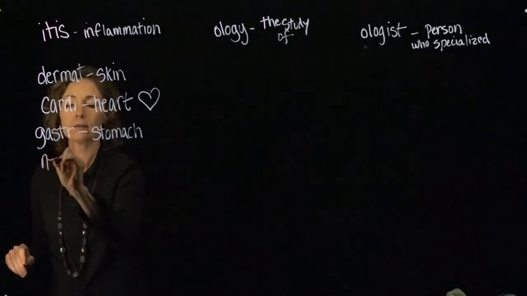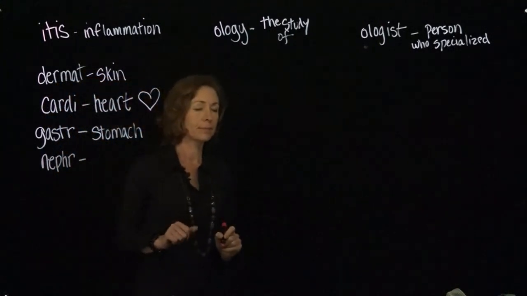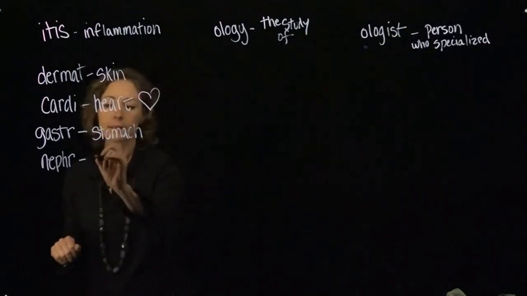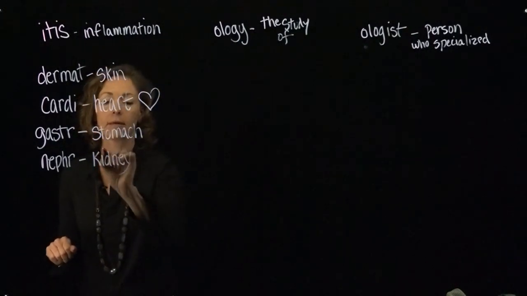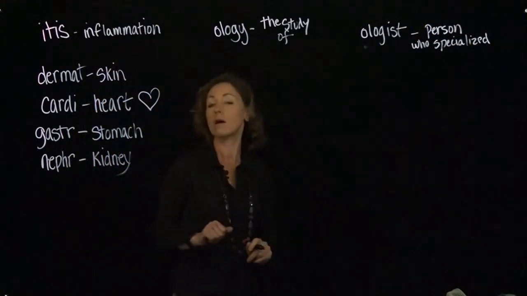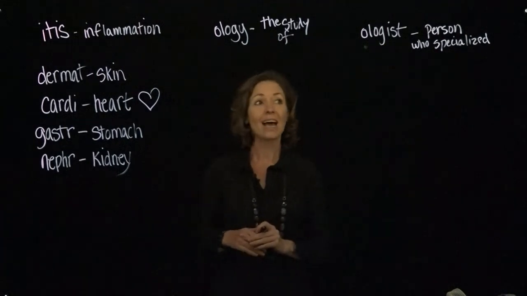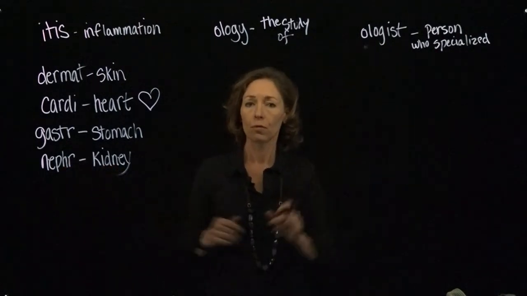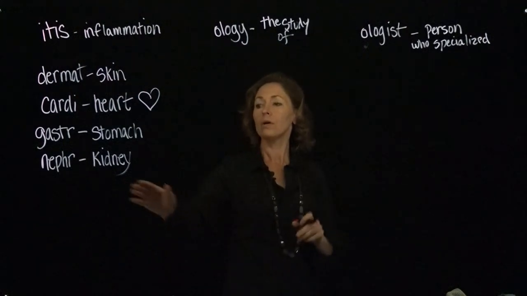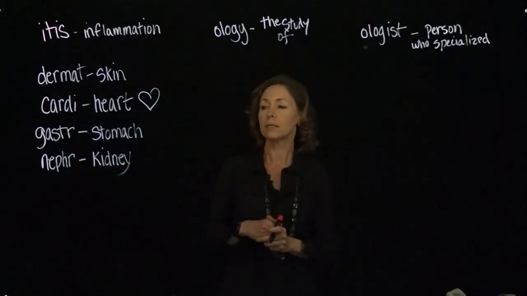The next card is nephro. Nephro means kidney. So for people with kidney failure who are on dialysis, they probably go see their nephrologist for orders about that. Or you may work in the nephrology department at your hospital.